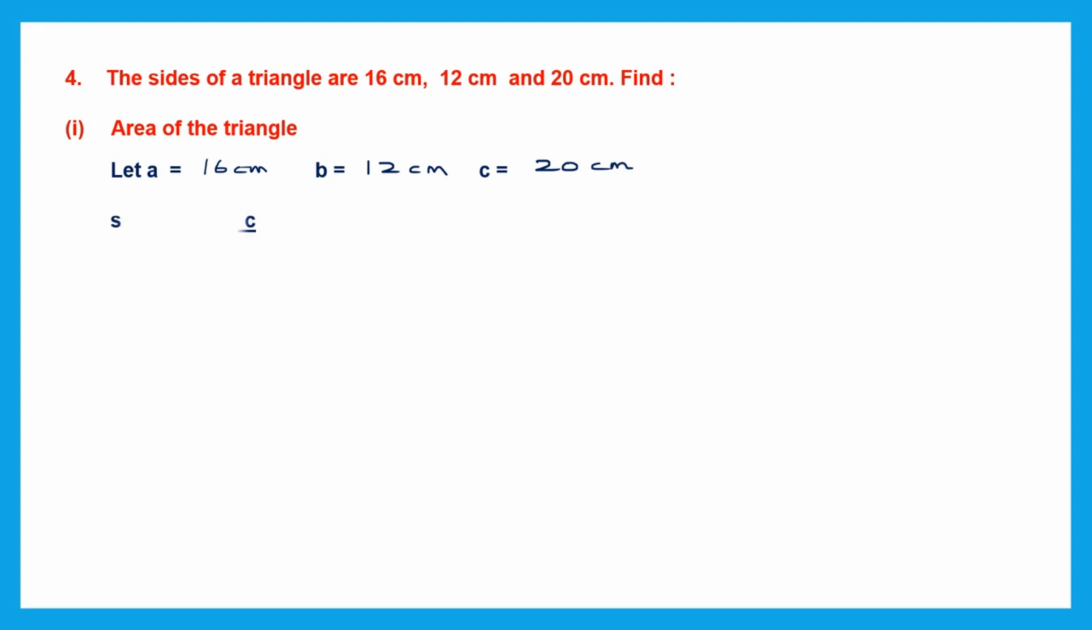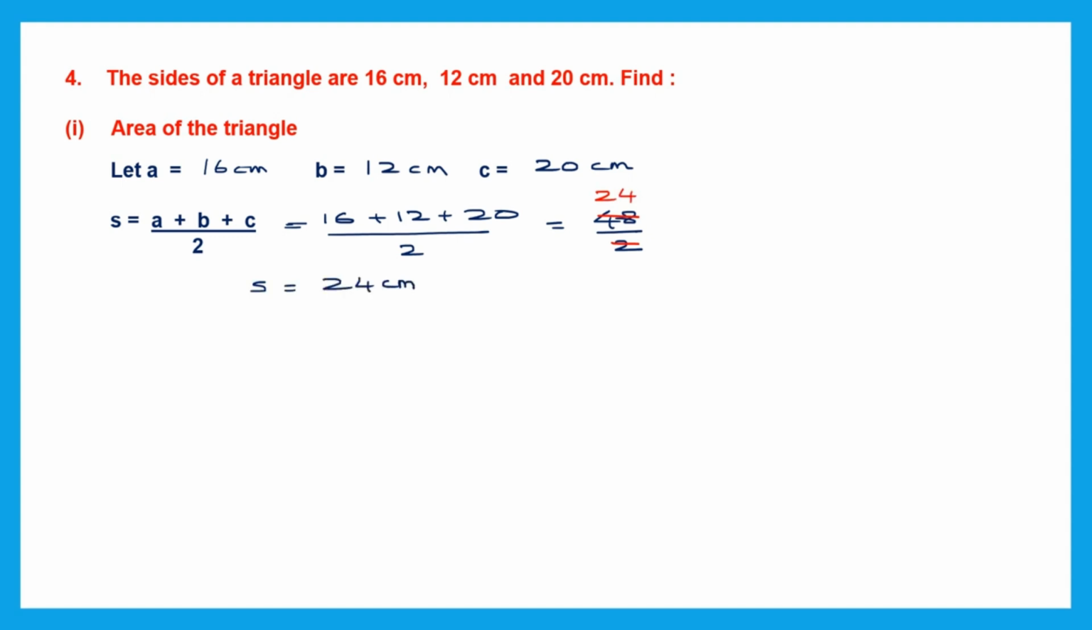Now we have to find the semi-perimeter, which is A plus B plus C divided by 2. So that is 16 plus 12 plus 20 divided by 2. Let's add this up and see what we get. 16 plus 12 is 28 plus 20 is 48. 48 by 2. So here we can cancel 2 and 4. 24. So semi-perimeter is 24 centimeters.